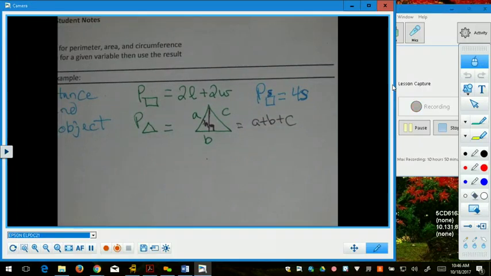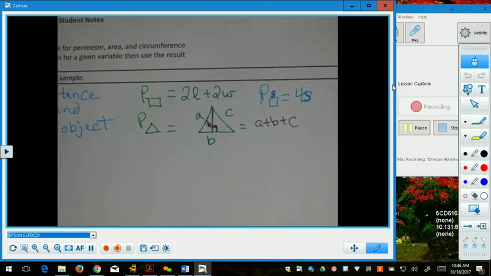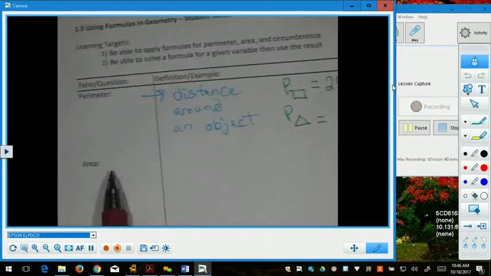If I give you one, you might have to solve it or use it, but otherwise, you know how to add up sides to get the perimeter. I think you could draw a picture to figure those out. Area is a little bit different.